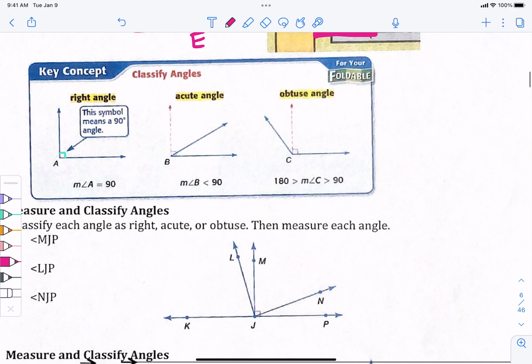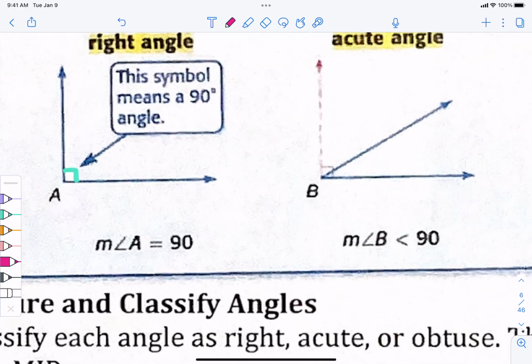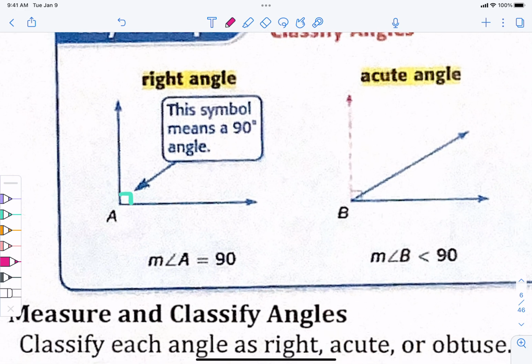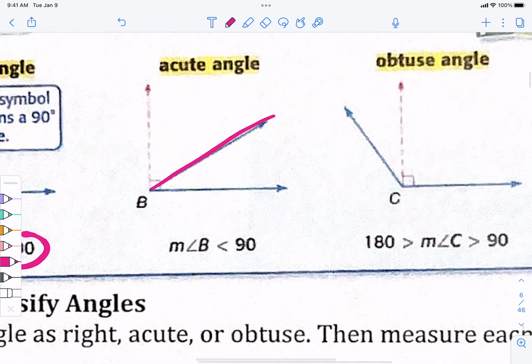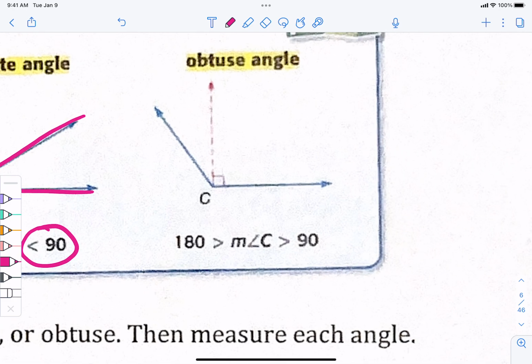Moving on. Now classifying angles, we're going to label them as either a right angle, in which case we have a little box in the corner. A right angle always has a box in the corner, and that is 90 degrees. An acute angle is smaller than 90 degrees, or less than 90 degrees. And an obtuse angle is greater than 90, but they also put the restriction here that it is less than 180. We're going to talk about that in a second. So an obtuse angle is greater than 90 but less than 180 degrees.